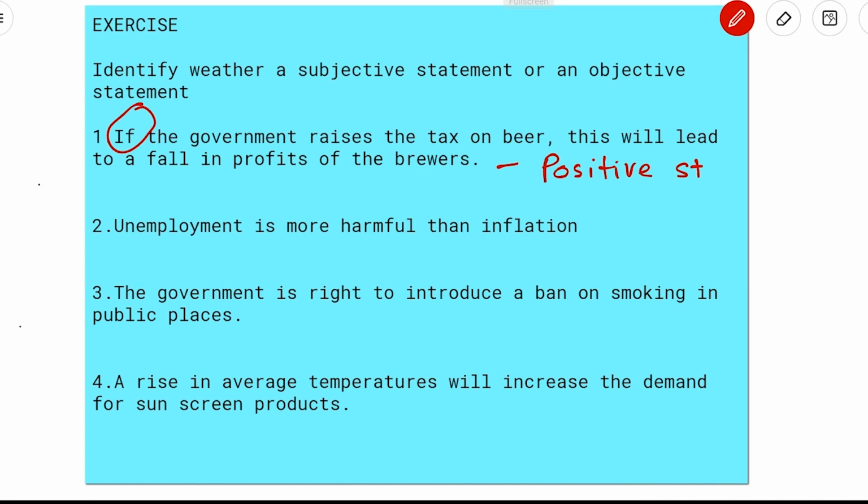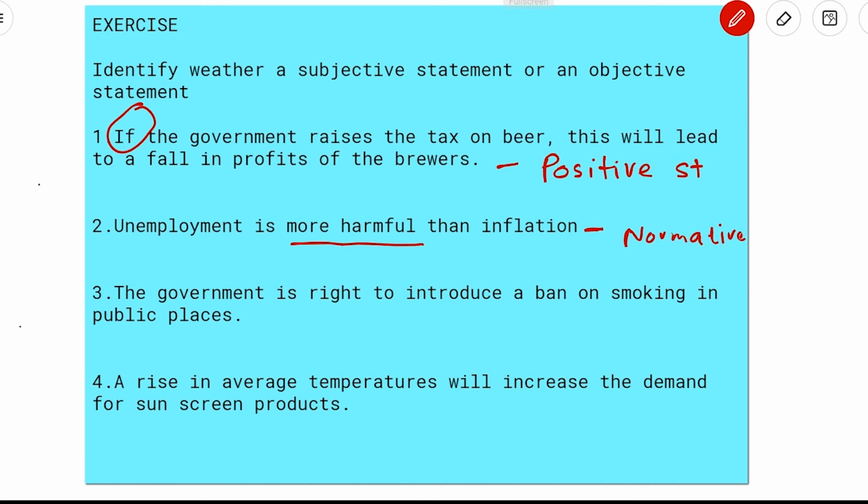Let's move to the second one. Unemployment is more harmful than inflation. We can't prove whether unemployment is more harmful than inflation or not. Something you cannot test, and which depends upon the opinions of people, is a subjective statement. Therefore, this is a normative statement.